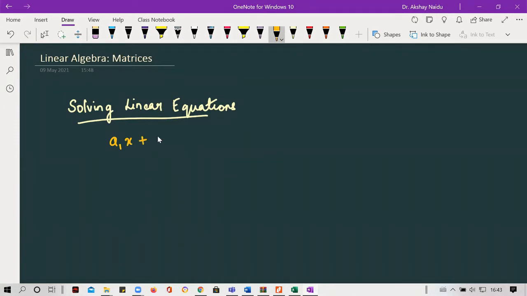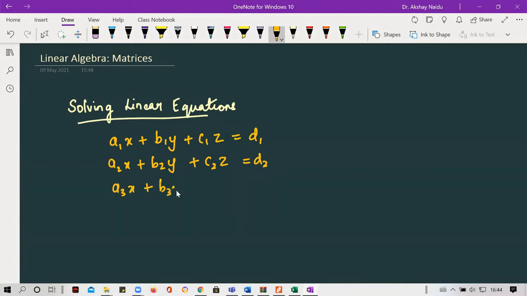Say, simply, a1x plus b1y plus c1z is equal to d1, a2x plus b2y plus c2z is equal to d2, a3x plus b3y plus c3z is equal to d3. So this, we know, is one of the simplest forms of linear equations, and then we need to solve for x, y, and z. We solve like this. This is linear equations.